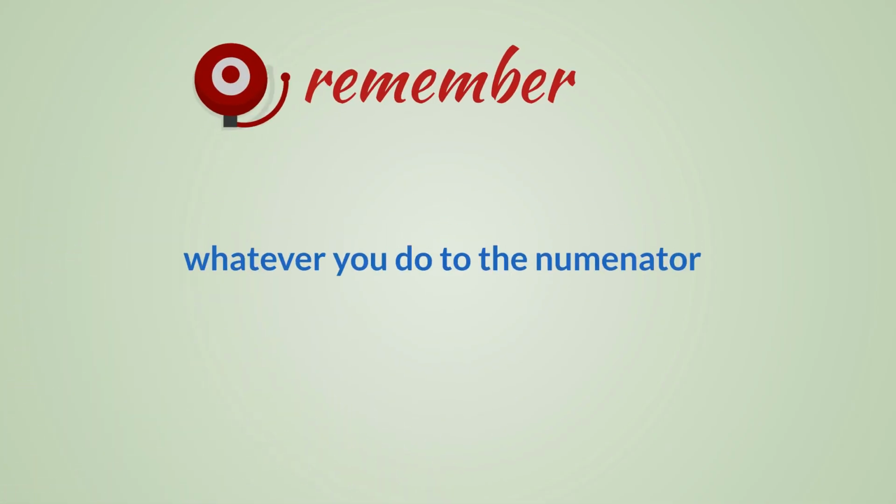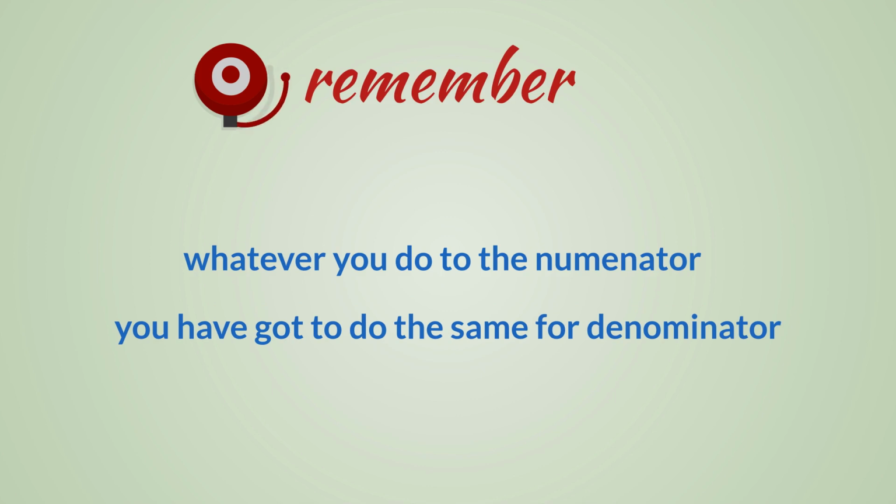How about finding an equivalent fraction for 3 over 9? We have to multiply the numerator and the denominator with the same number. Remember, whatever you do to the numerator, you have got to do the same to the denominator. So, for finding an equivalent fraction for 3 over 9, I have to multiply the numerator and the denominator with the same number. 3 times 2 equals 6, and 9 times 2 equals 18.